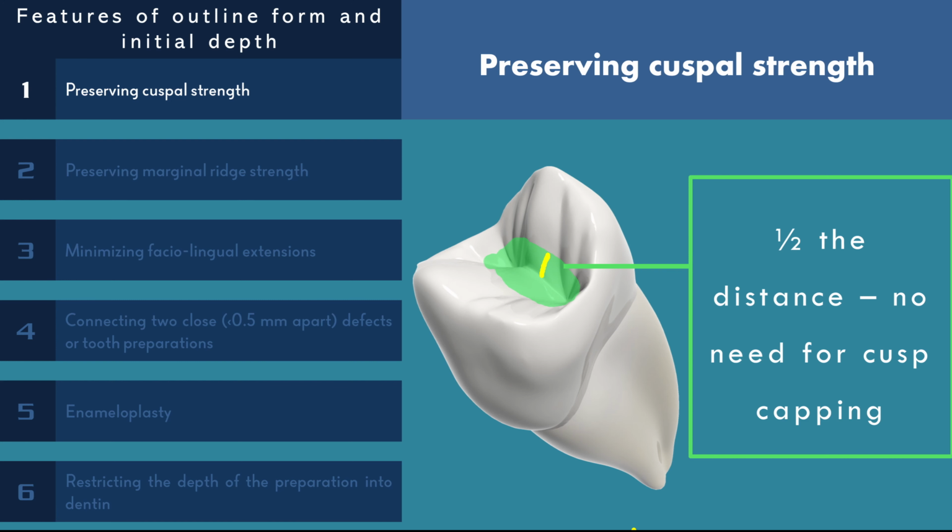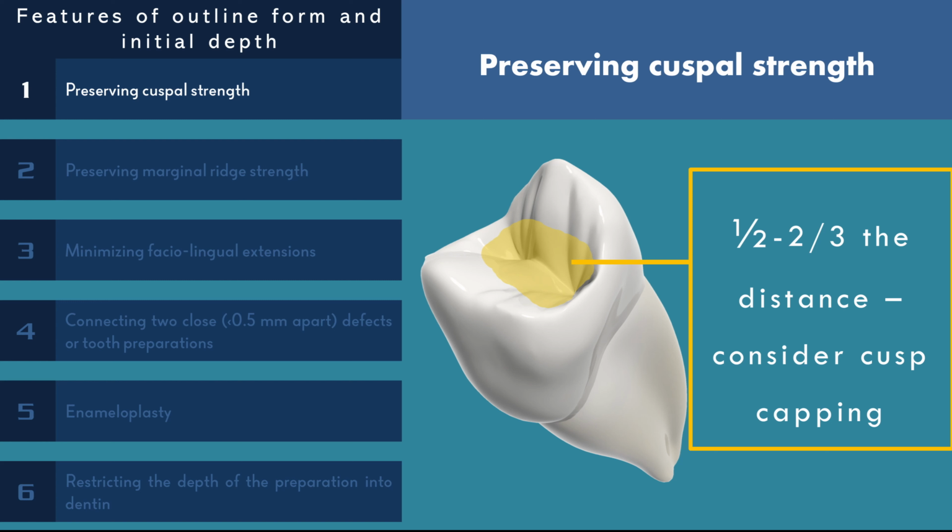So in the second example, there is a tooth preparation or a caries extension which is extending 1/2 to 2/3 of the distance from the central fissure to the cusp tip. So in those situations, we have to consider cusp capping. So if the cusp remains very strong, then there is no need for cusp capping.